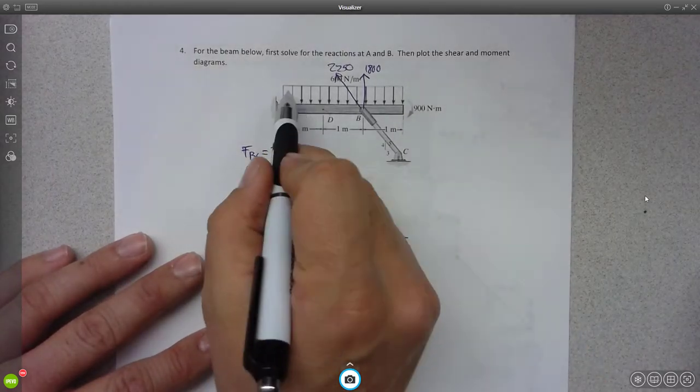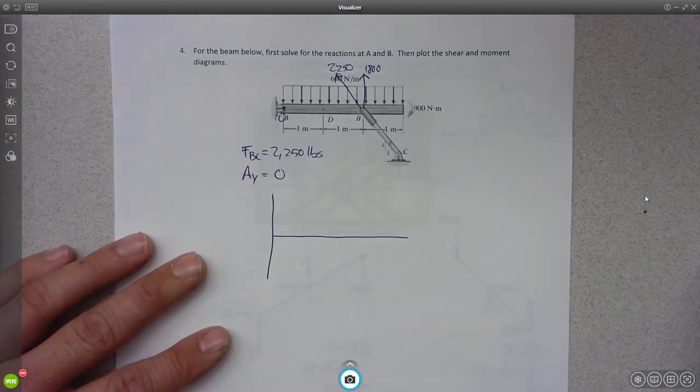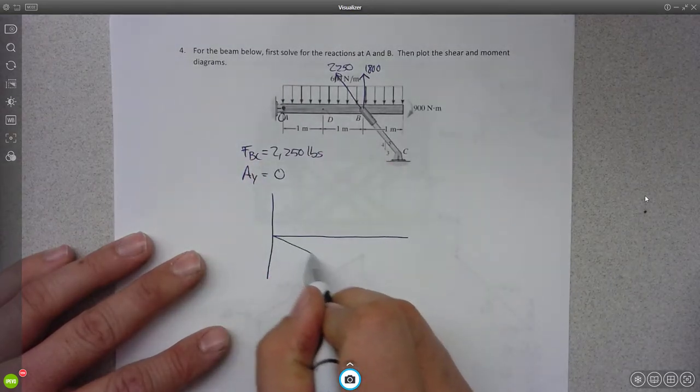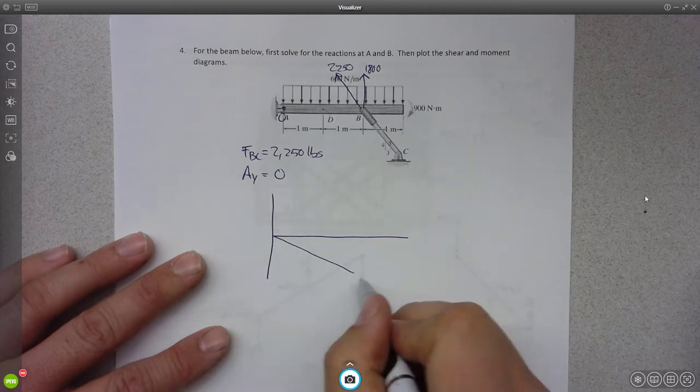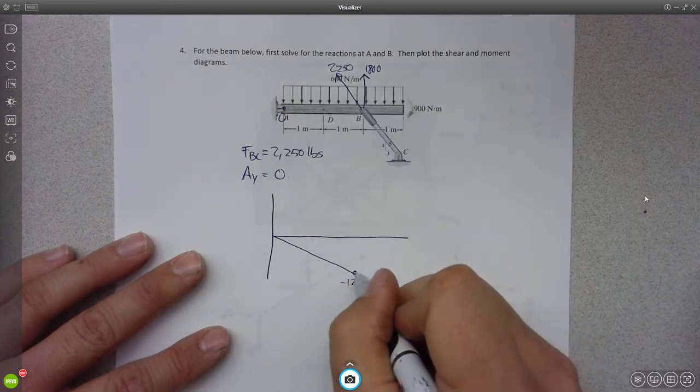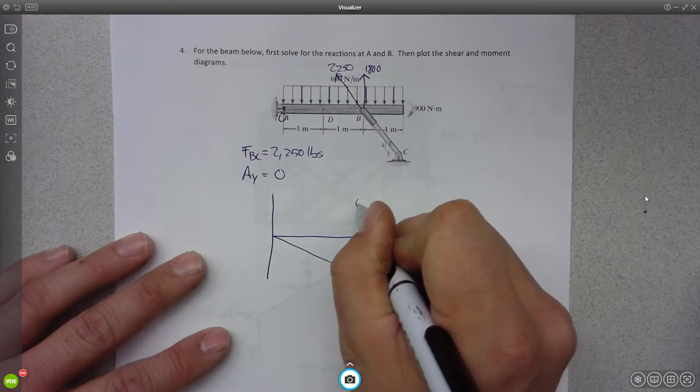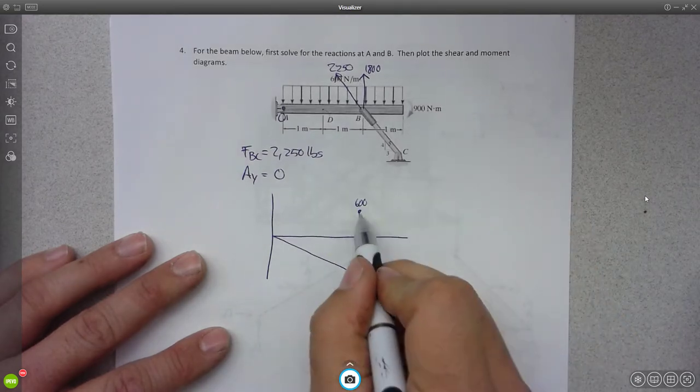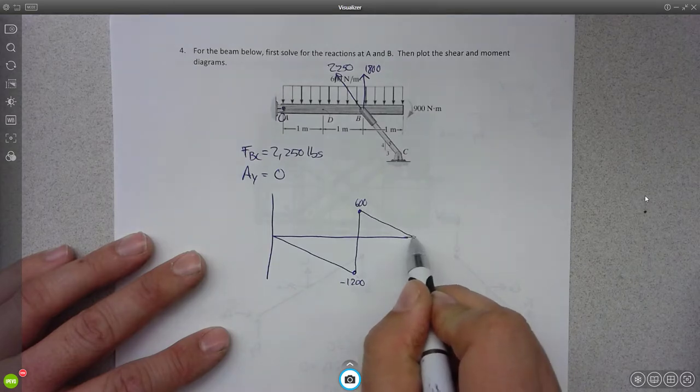Okay, so I have a negative slope of 600 newton meters for 2 meters. That's going to get me to negative 1,200. Then I jump up 18. That's going to get me to 600. And I have a negative slope again back down to 0.